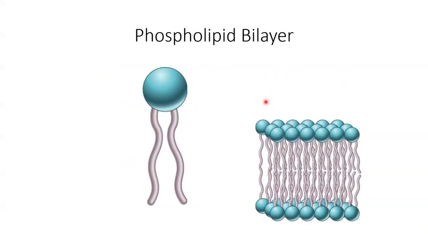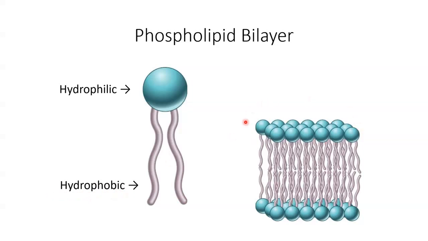So a single phospholipid, which is what we have here, is made up of a phosphate head, which is hydrophilic. So hydro meaning water, philic meaning loving. And two fatty acid tails, which are hydrophobic. So hydro again meaning water and phobic meaning fearing.